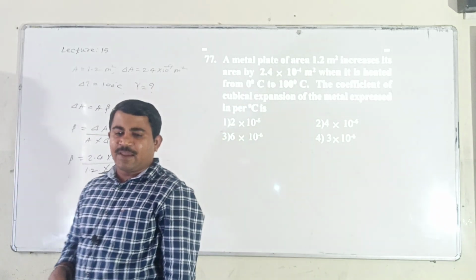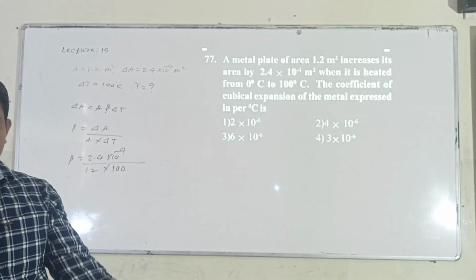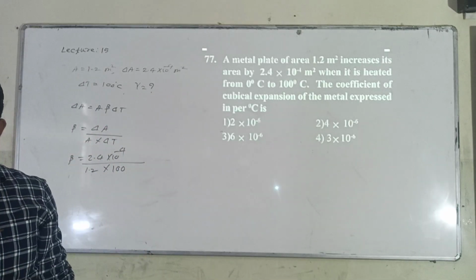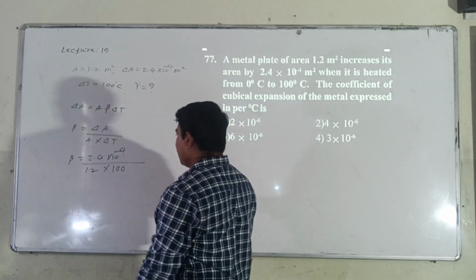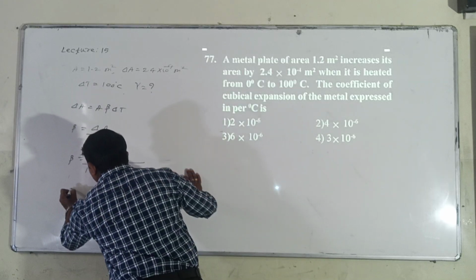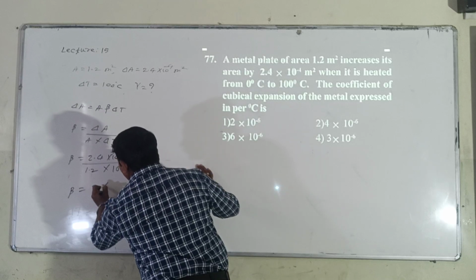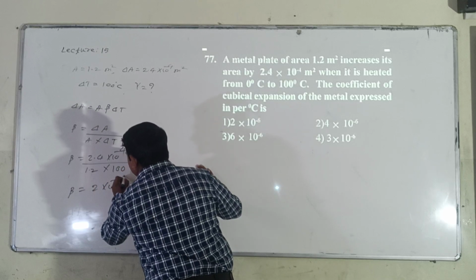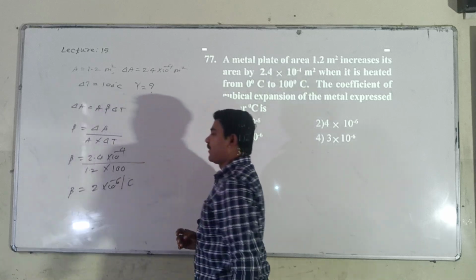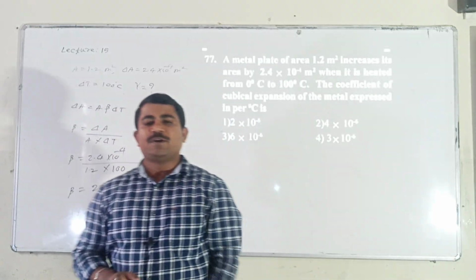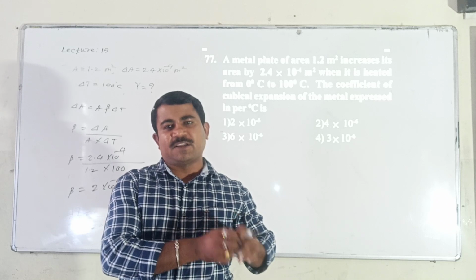From this you can get directly 2 × 10^-6 per degree Celsius as the beta value.